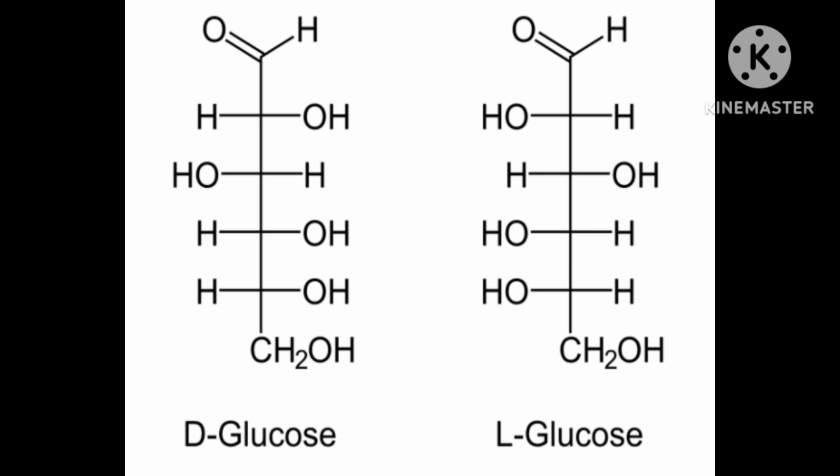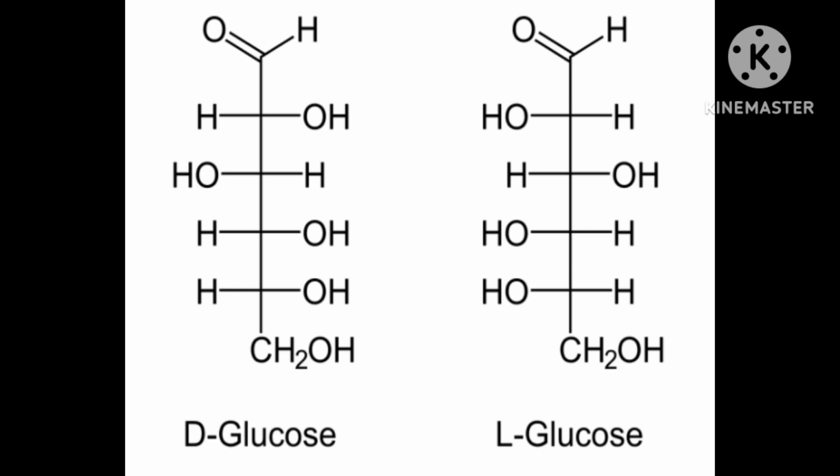Second, on prolonged heating with HI, hydrogen iodide, it forms normal hexane, suggesting that all the 6 carbon atoms are linked in a straight chain. This is the second important point. Hexane means 6 carbon. Normal hexane, suggesting that all the 6 carbon atoms are linked in a straight chain.